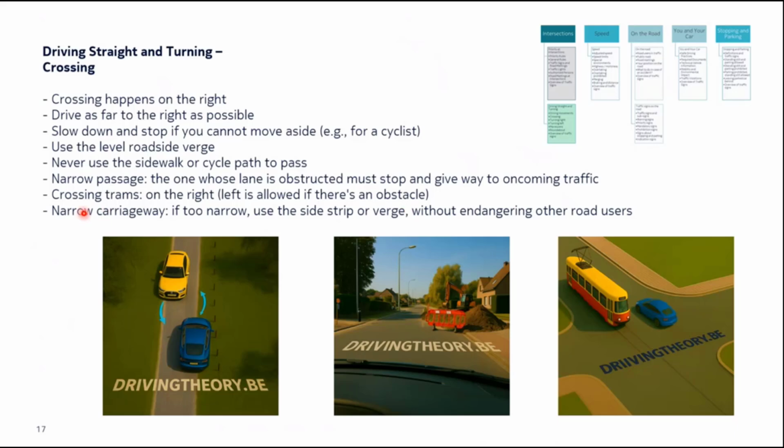Okay, the carriageway is another name for the road. You will hear this when you are doing the exam. So a part of the road, this is a carriageway. That's the hardened part of the road where vehicles are allowed to drive. Okay, if it is too narrow, use the side strip or verge without endangering the road users. Like in this example, you can drive on the level verge. Okay, so to continue crossing each other. I hope it is clear. Let's move to the next slide.